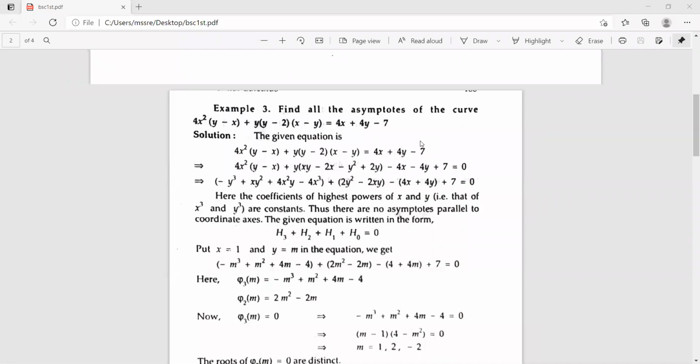So I must observe this. It should be homogeneous of the same degree here. Therefore, y square, its power is 2. 2xy, x power is 1, y power is 1. Add that, 1 plus 1 is 2. Therefore, it is a homogeneous of degree 2.